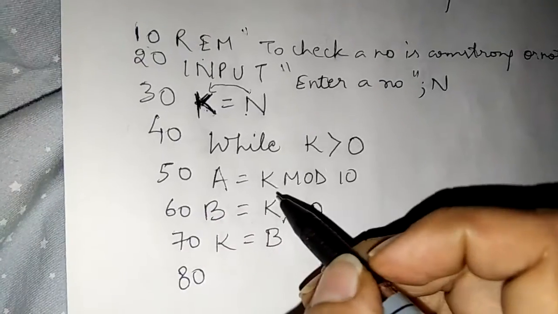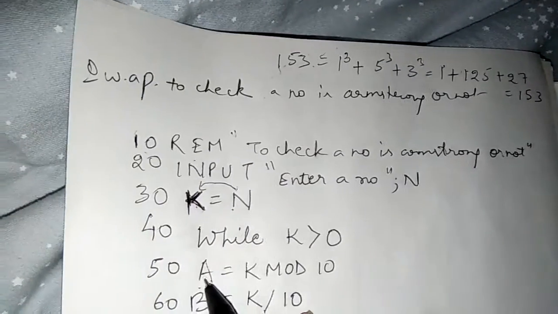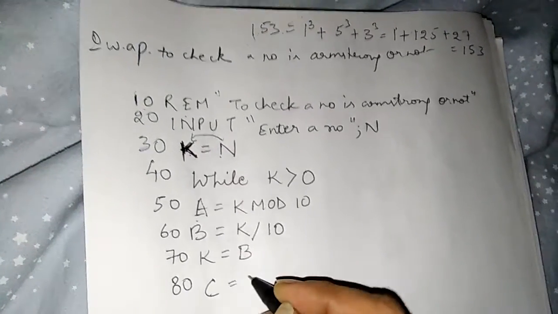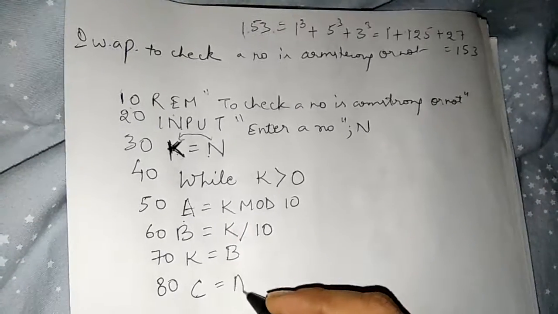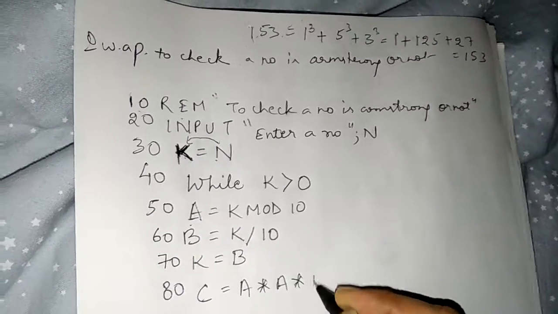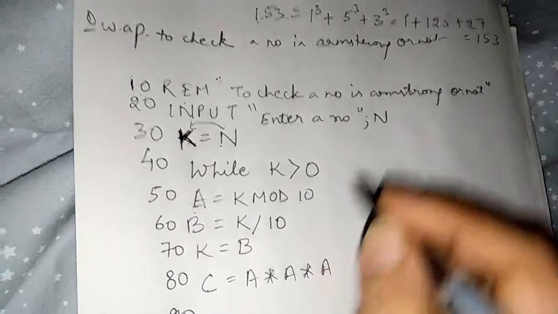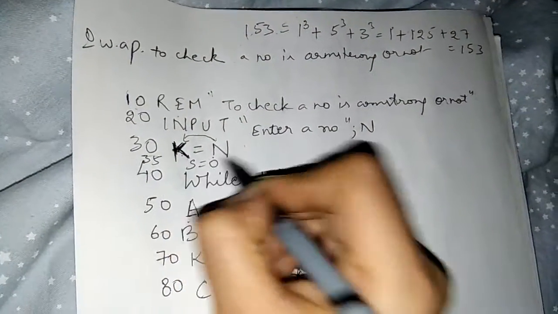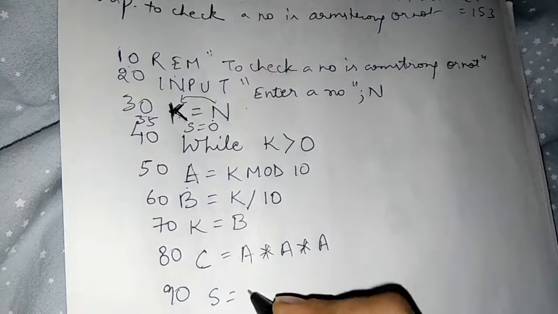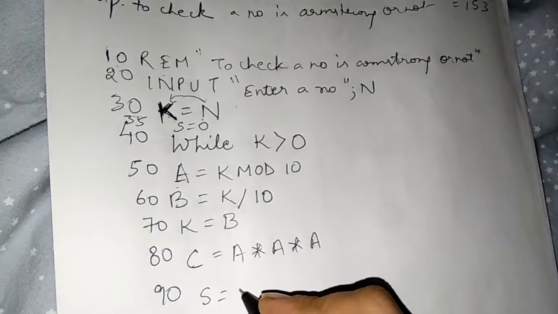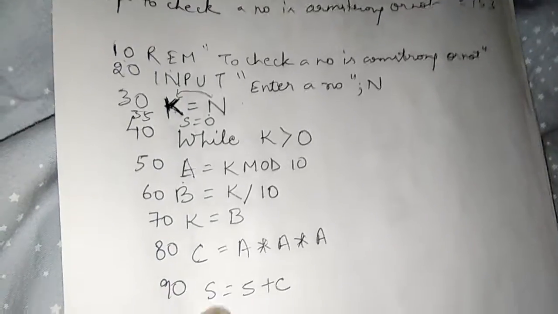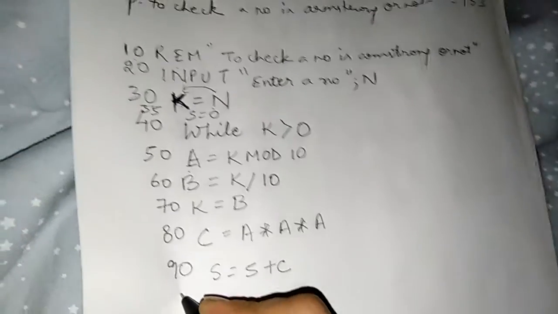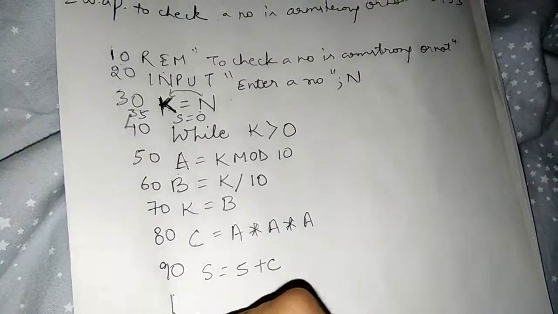Next is the processing. The digit that is chopped out is in a. Then I have to find the cube. For this I am taking a variable c, where I will calculate the cube. Another variable which I have taken in line 35 is s equal to 0, the initial value, so that it does not contain any garbage value. S is equal to s plus c, that is, storing the sum of the cubes.